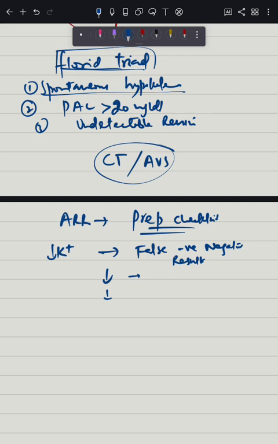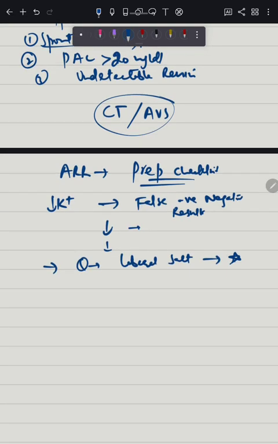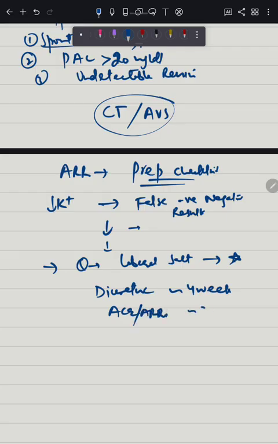Now there is one question: why is liberal salt intake to be given? I'll come to this question in a while. And you have to hold interfering drugs if safe. For example, the patient should be off diuretics for almost 4 weeks, and off ARBs for almost 2 weeks.